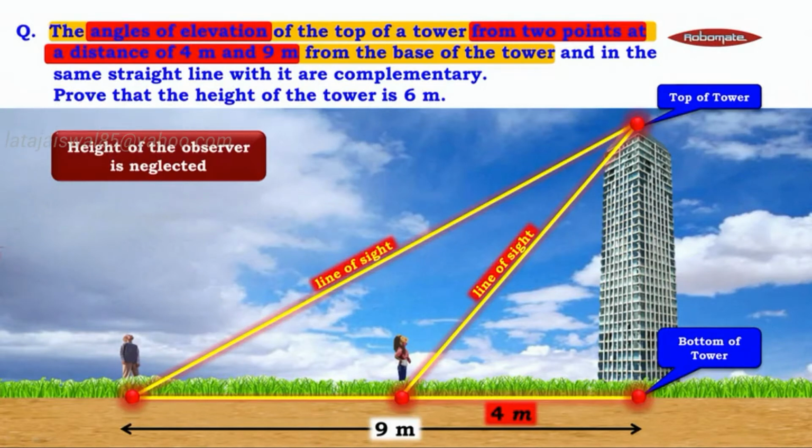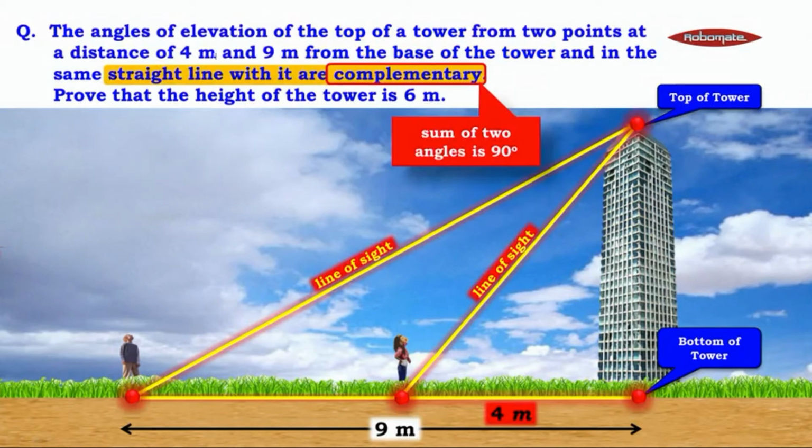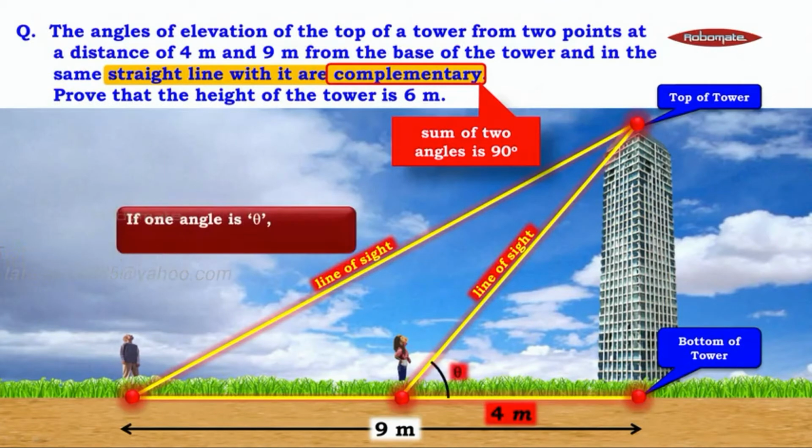The angles of elevation are not given to us. But what have they said? They are complementary. That means these angles of elevation which are made are complementary. When we say complementary, that means the sum of those 2 angles of elevation will be 90 degrees. So if you consider one angle to be theta, the other angle has to be 90 minus theta, because the sum of these 2 angles is 90. So one angle is theta, and the other one is 90 minus theta.